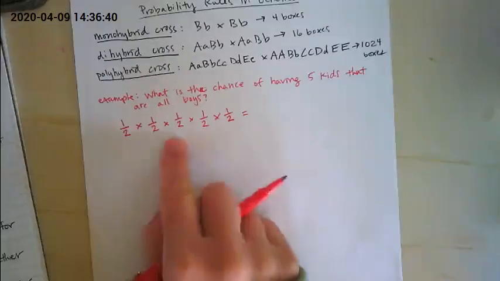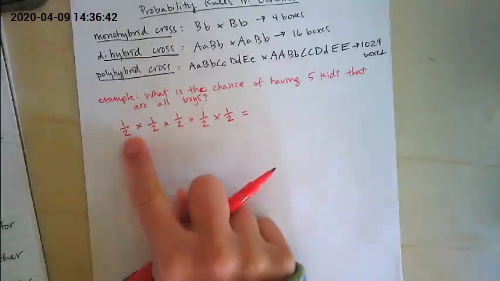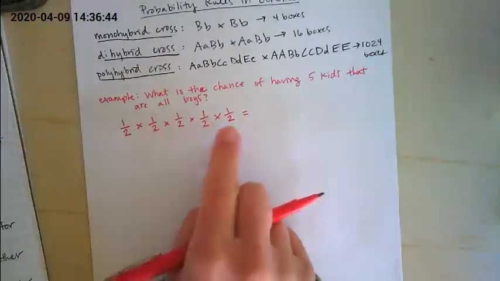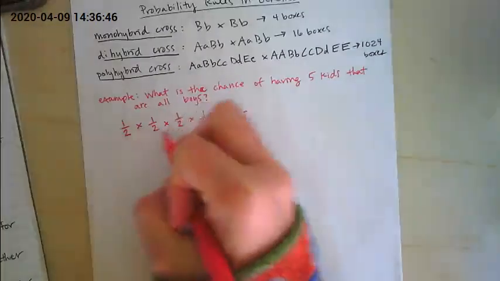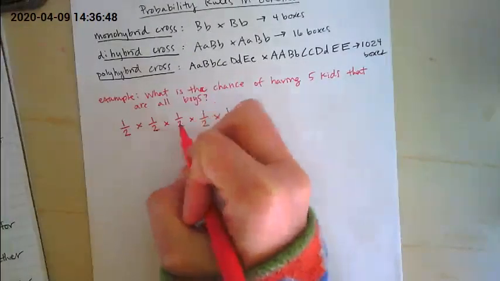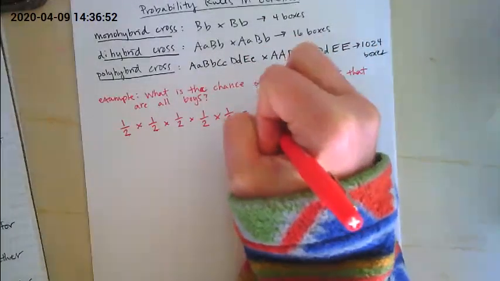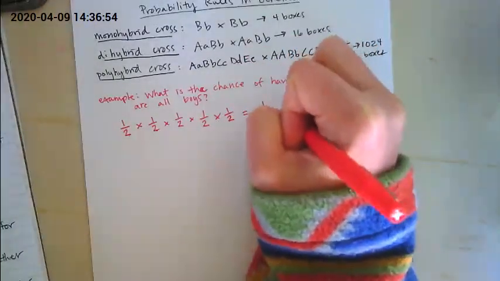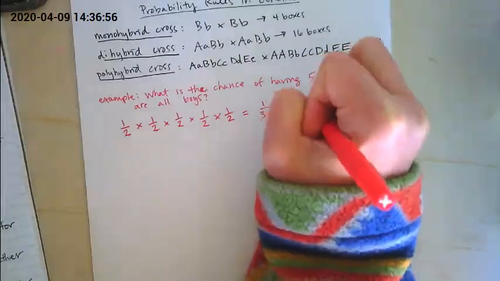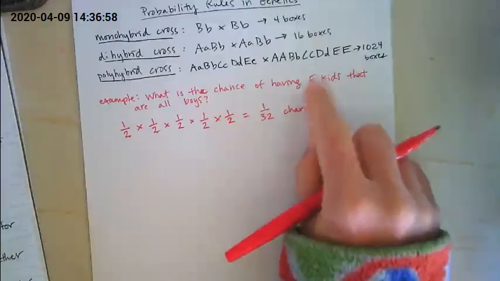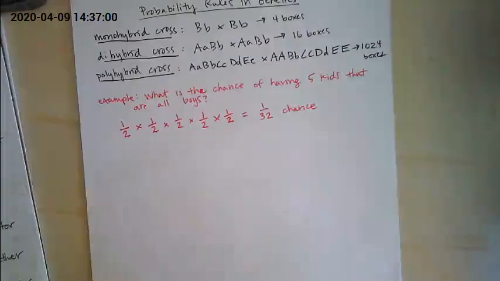So how would you do this? We just multiply 1/2 by 1/2 by 1/2 by 1/2 by 1/2. You just multiply across: 2 times 2 is 4, 8, 16, times 2 is 32. So this is a 1 in 32 chance of having 5 kids that are all boys.